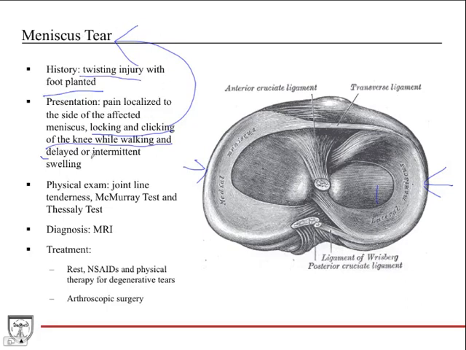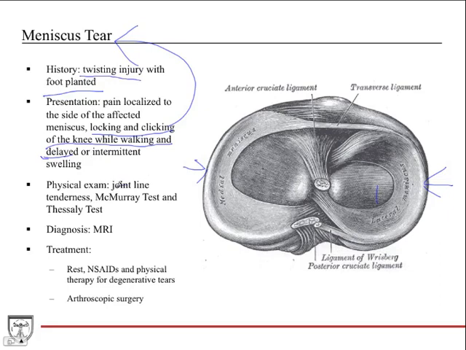And then delayed or intermittent swelling. So this is another big difference from ACL. With ACL, it's going to be right away, a lot of swelling. Versus a meniscus tear, it's not going to be so right away. It's going to be delayed. It might kind of come and go. So that's another big difference: ACL is going to be immediate swelling.